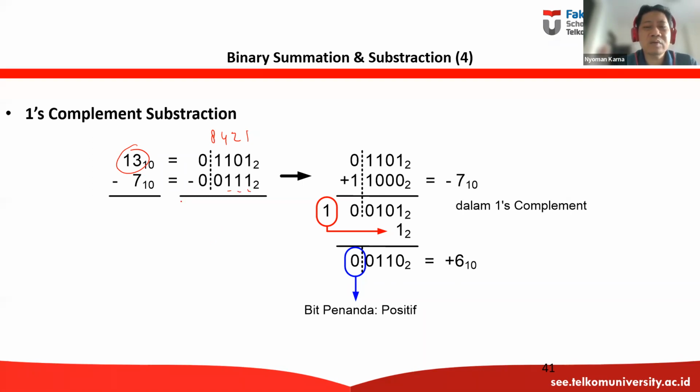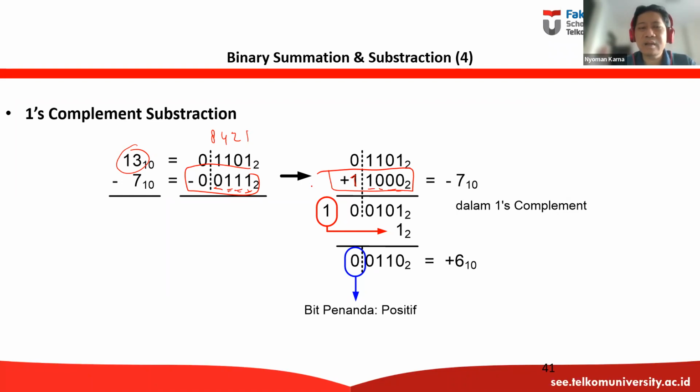And then we're going to transform this one by using one complement. You remember, in one complement, we need to invert or complement each bit. So 0 will become 1, 1 will become 0, 1 becomes 0, 1 become 0. And then the sign bit is 1 to represent or to identify that this one is a negative number. So this one is actually minus 7 in one complement.